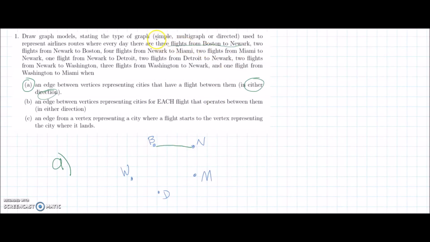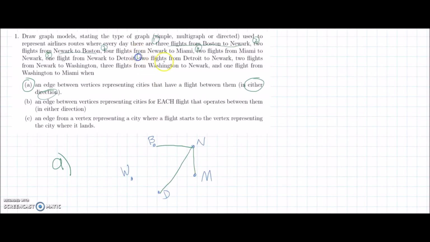Second piece of info is there are 2 flights from Newark to Boston. So I already have an edge connecting Boston and Newark. Next, we're told there are 4 flights from Newark to Miami. Remember, I draw an edge if there's a flight connecting the two cities, so I have an edge from Newark to Miami. Next, there are 2 flights from Miami to Newark. Well, I already have an edge there. There is 1 flight from Newark to Detroit, so there's an edge here connecting those.